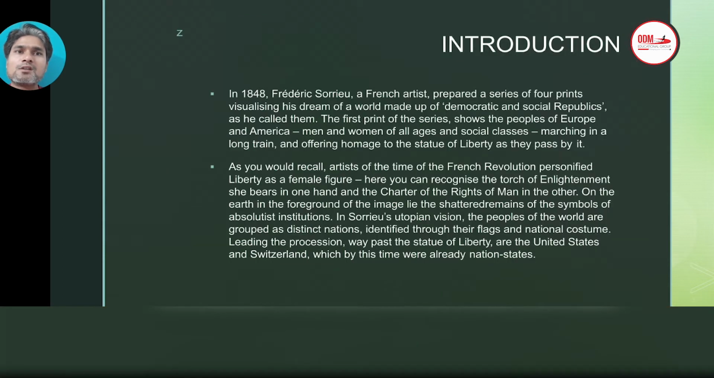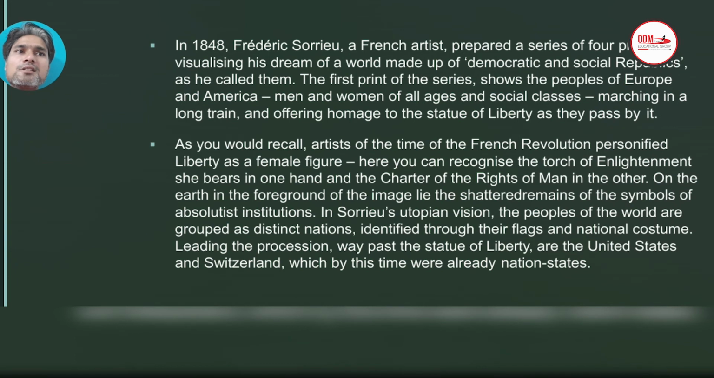So in 1848, Frederic Sorrieu, a French artist, prepared a series of four prints visualizing his dream of a world made up of democratic and social republics. So he called his painting Democratic and Social Republic, right? The first print of the series shows the people of Europe and America, men and women of all ages and social classes, marching in a long train and offering homage to the Statue of Liberty as they pass by it.